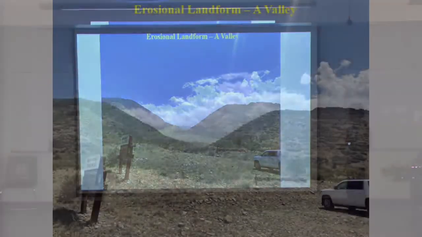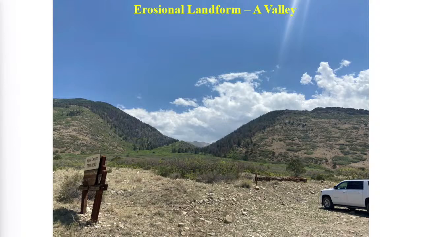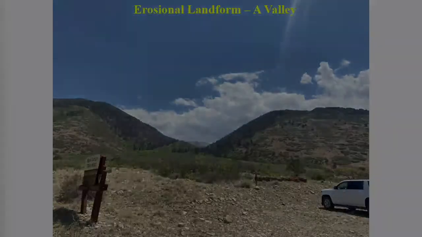This is a valley. This is an erosional landform. It's categorized as an erosional landform because this feature is created by the process of erosion. This is Black Canyon, not the Black Canyon of the Gunnison, but Black Canyon just north of the Orient Land Trust.